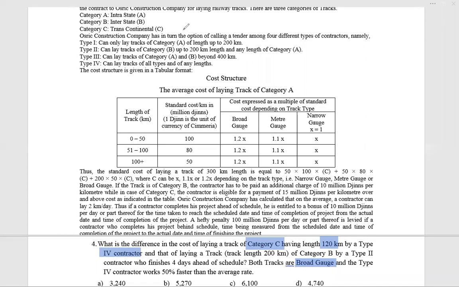So cost is coming as 50 into 100, that is 5,000. Then 4,000, this part we know. Then last 20 is at the rate of 50, that is 1,000. Total coming as 10,000. Multiplication factor 1.2. 12,000.